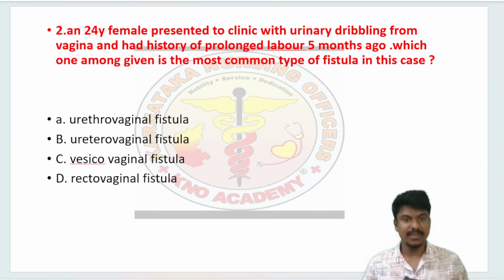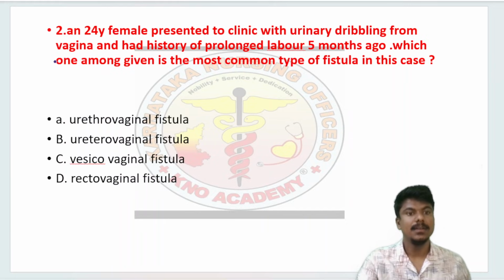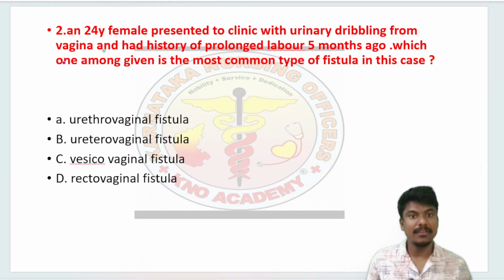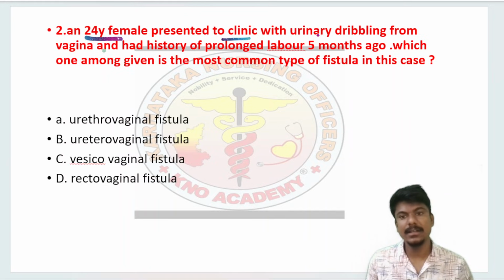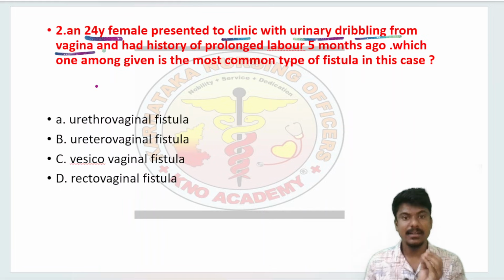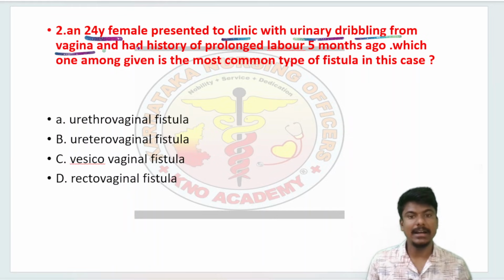This second question is from OG. Let me read out the question. Here we have a 24-year-old female who presented to the clinic with urinary dribbling from the vagina. A young lady came to the clinic with the complaint of urinary dribbling from the vagina.